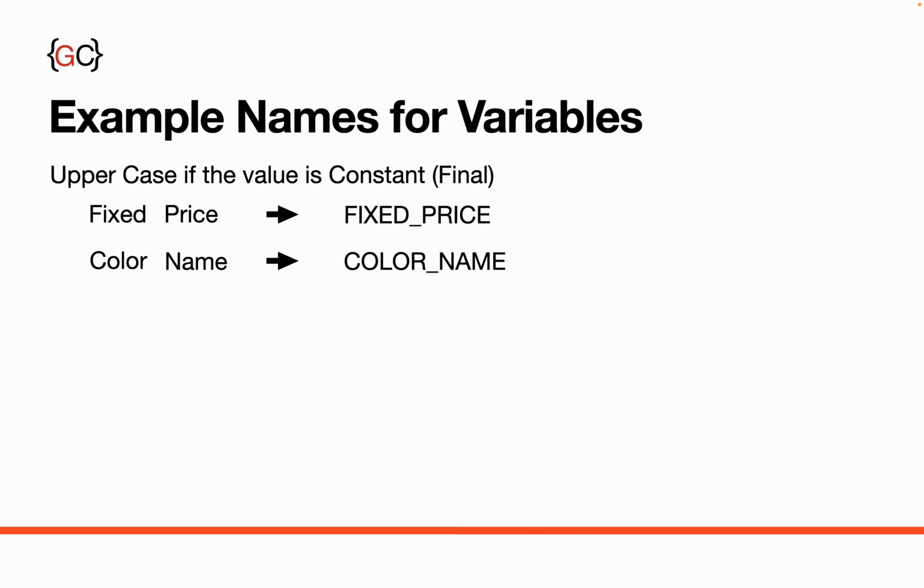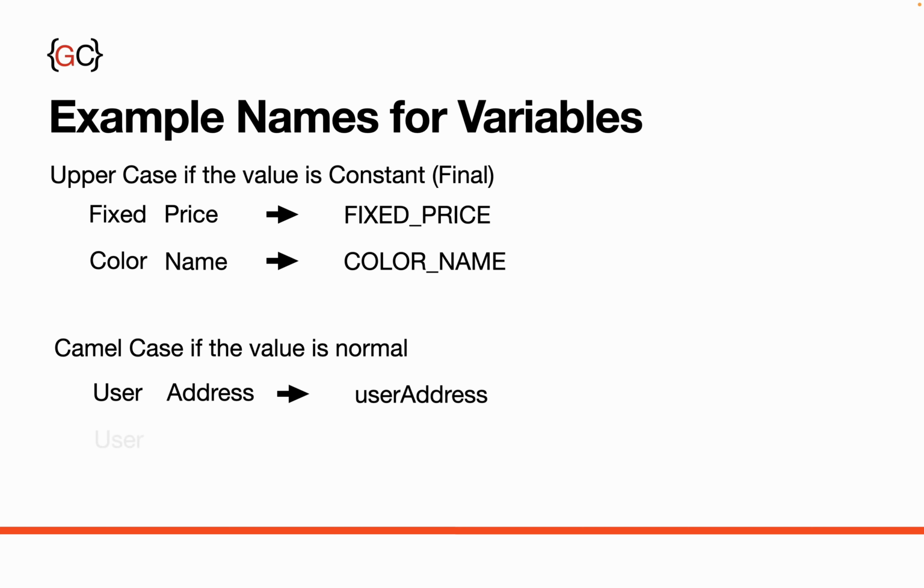And if the value is not constant, then we have to choose camel case. Same as methods. So let's say if you have user address, then this becomes userAddress. If you have another user ID, then this becomes userId. So you can see U is lower in user and A is capital in address.